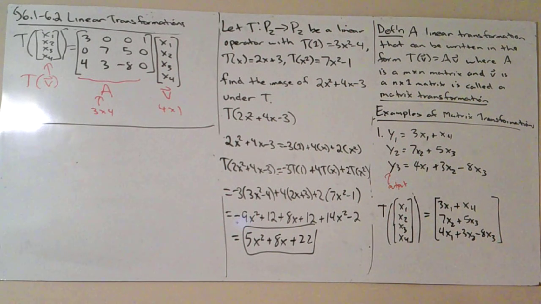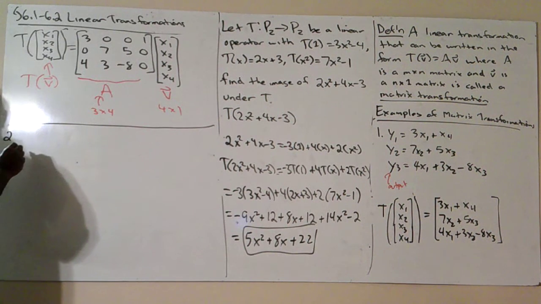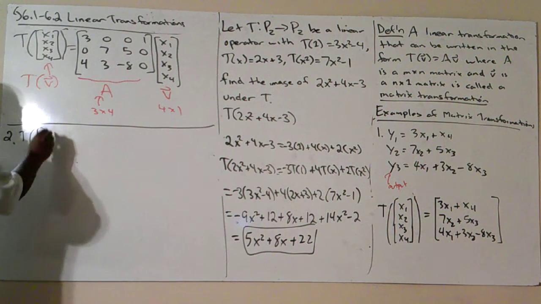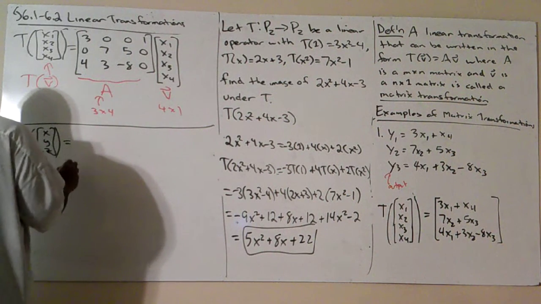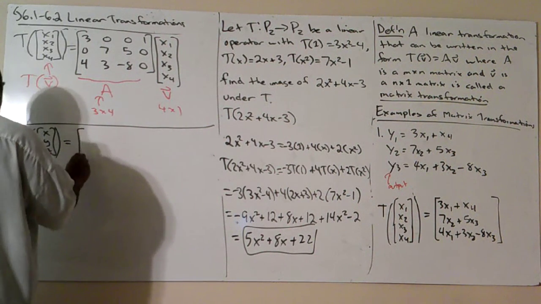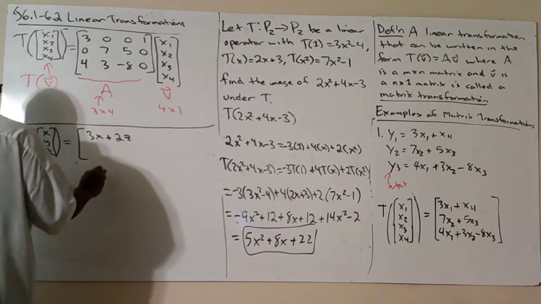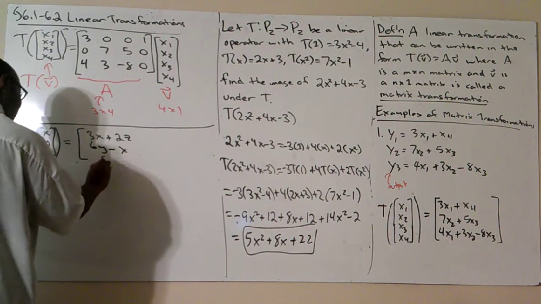One more. Example 2: I have T of x, y, z is equal to, here I have 3x plus 2z, 6y minus x, 8z.